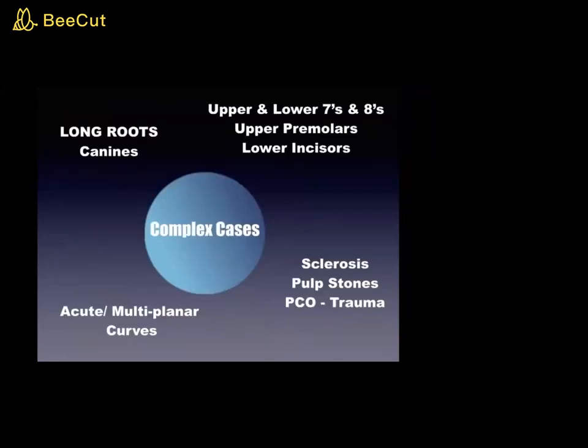Looking at the tooth factors, complex cases. You must be able to recognize complex cases. Be wary of starting on the top left, long roots for canines, or even sometimes you can have lower sevens with long roots. Upper and lower sevens and eights, access-wise, they're very difficult to do. Upper premolars, there's not much latitude in drilling into a premolar pulp. The roots are actually flattened mesiodistally, so there's not much room for error, particularly under crowns.